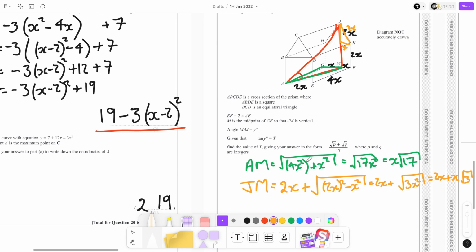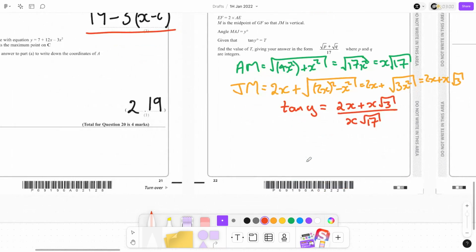So we've got, then we are after tan of y. Tan of y is the opposite. That's the 2x plus x root 3 over the adjacent, which is the x root 17. So that is now the point at which the x's cancel, and you get 2 plus root 3 over root 17.